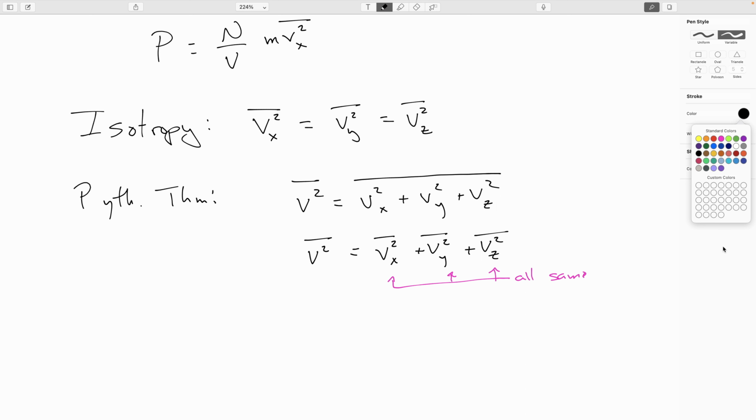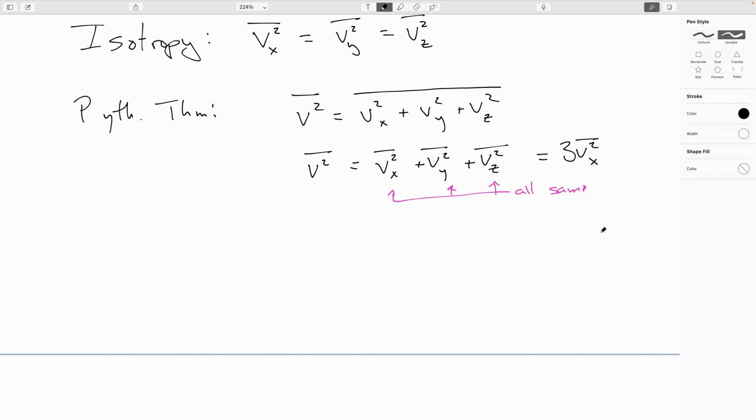So I can just say vy squared bar is equal to vx squared bar, and vz squared bar is equal to vx squared bar. So that's going to give me 3 vx squared bar. All right, so now I can just divide through by 3 on both sides and get that the average value of vx squared bar is 1/3 the average of the square of the speed.